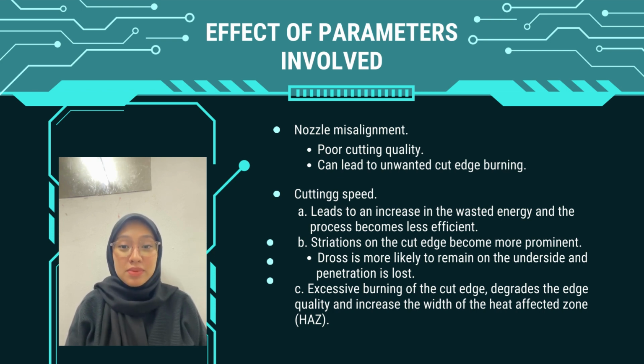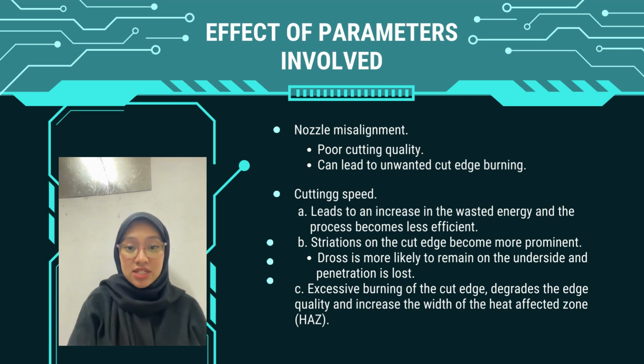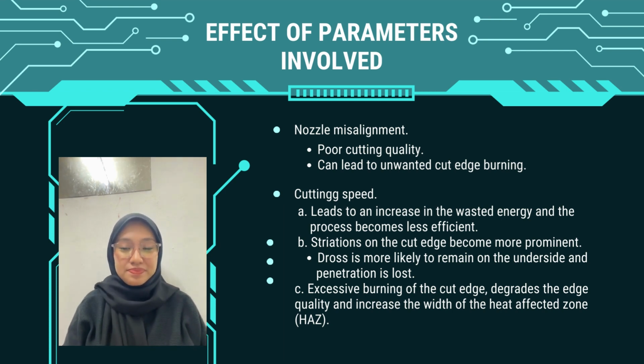Today I would like to present to you the effect of the parameters involved in laser cutting. The most common parameter effect besides power and energy is nozzle misalignment. Nozzle misalignment may cause poor cutting quality as the process is extremely susceptible to any discrepancy in the alignment of the cutting gas jet with the laser beam. Nozzle and laser beam misalignment leads to an overall directional gas flow across the top of the cut zone, which can lead to unwanted cut edge burning.